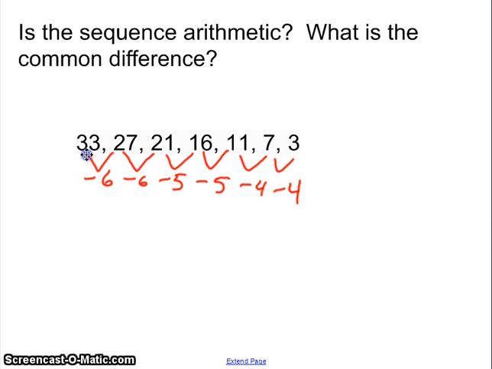It doesn't matter that the amount you're adding is negative, okay? You're allowed to subtract or add a negative number in an arithmetic sequence, but it has to be the same number every time. Okay, so that concludes the first video in section 1.3 on identifying an arithmetic sequence.